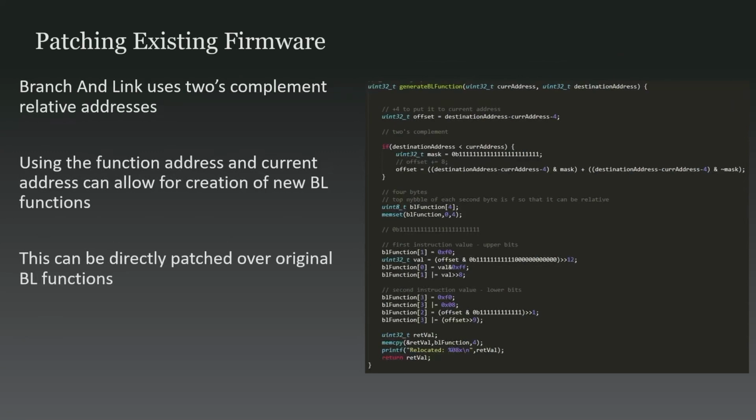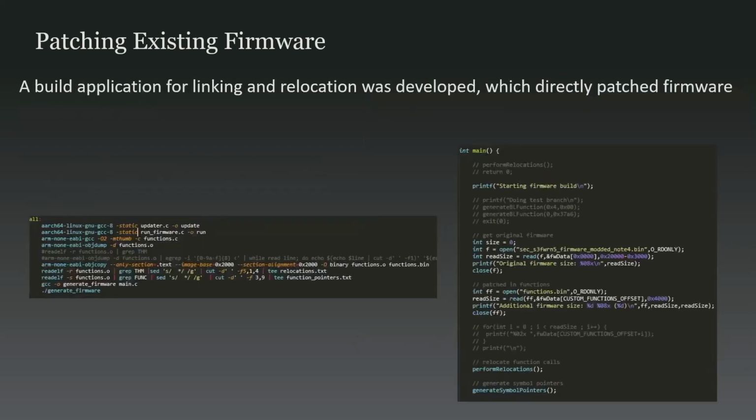Branch and link uses two's complement relative addresses, which is some simple binary mathematics, but can be used to jump relatively from the current position into where you want to be, and can be patched over any existing branch and link functions, basically. So if I wanted to change one specific function to do something else, I could jump to my own functions into that empty area of memory where I'd patch them in.